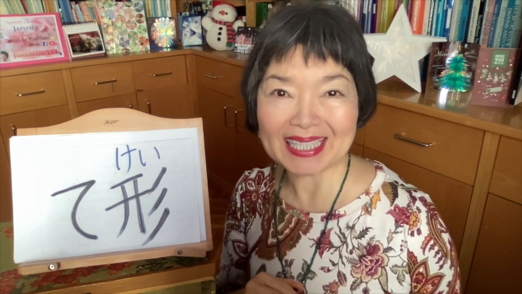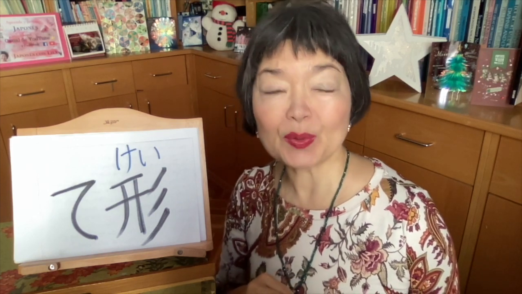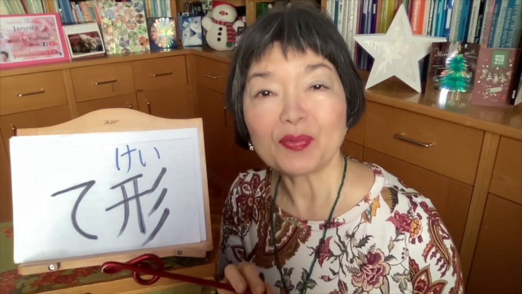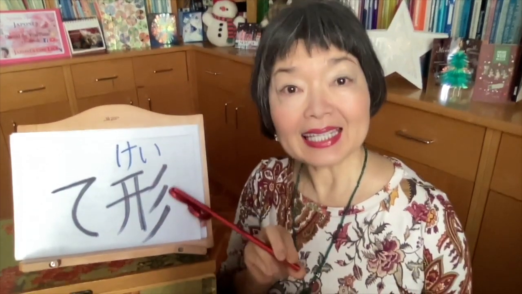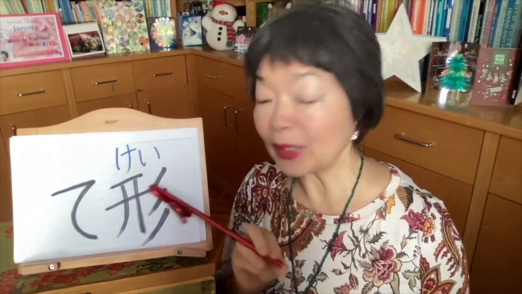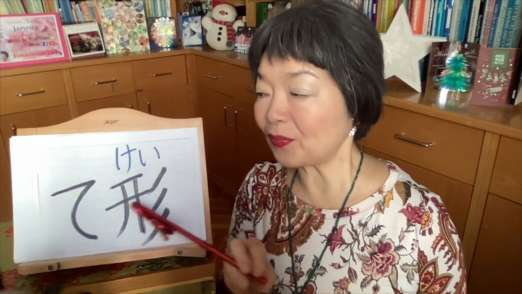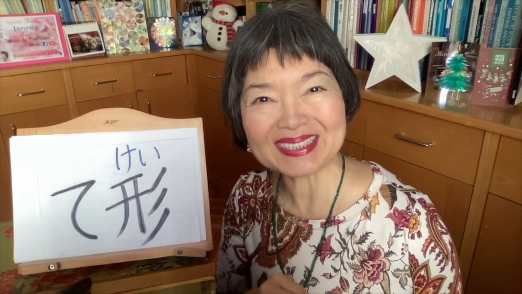Today, grammar video number 61, we're going to learn about the te form. This K, this is also pronounced katachi. This means the form. So, the te form of the Japanese verbs.